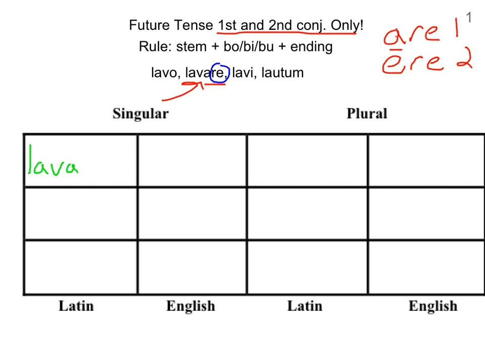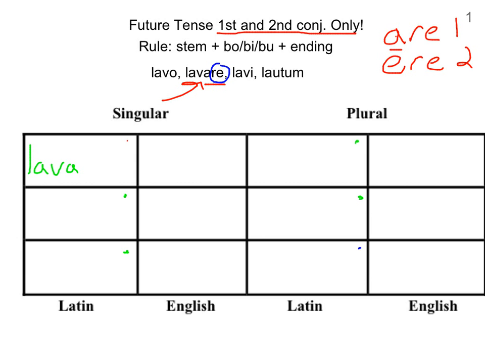Then we add BO, BI, or BU. This just goes in order. BO is for first person. BI is for the next four persons. And you'll see this in a second. And the BU is for the final one there.